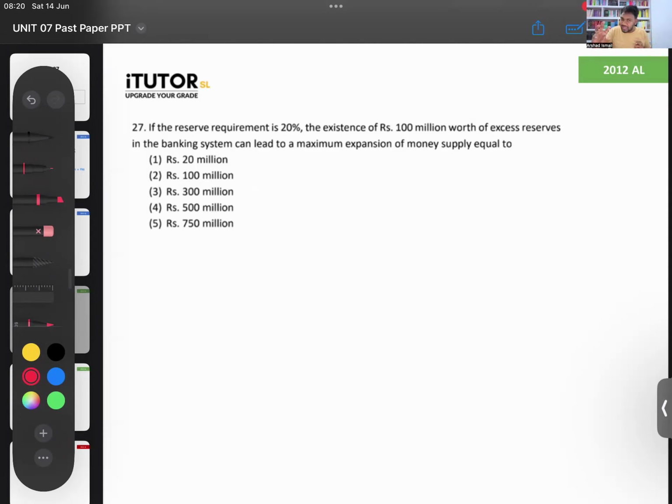They're saying the entire banking system has 100 million worth of excess reserve. Is it in one of the banks? Is it like 10 million in 10 banks? We don't know. And they're saying if they have this much excess reserves in the banking system, it can lead to a maximum expansion in money supply. Usually, when they talk about money supply, they refer to M1 money supply. That is currency held by public plus demand deposits. You have to be very careful because when a customer deposits or withdraws money, that currency held by public will also change. I'll show you some future questions.